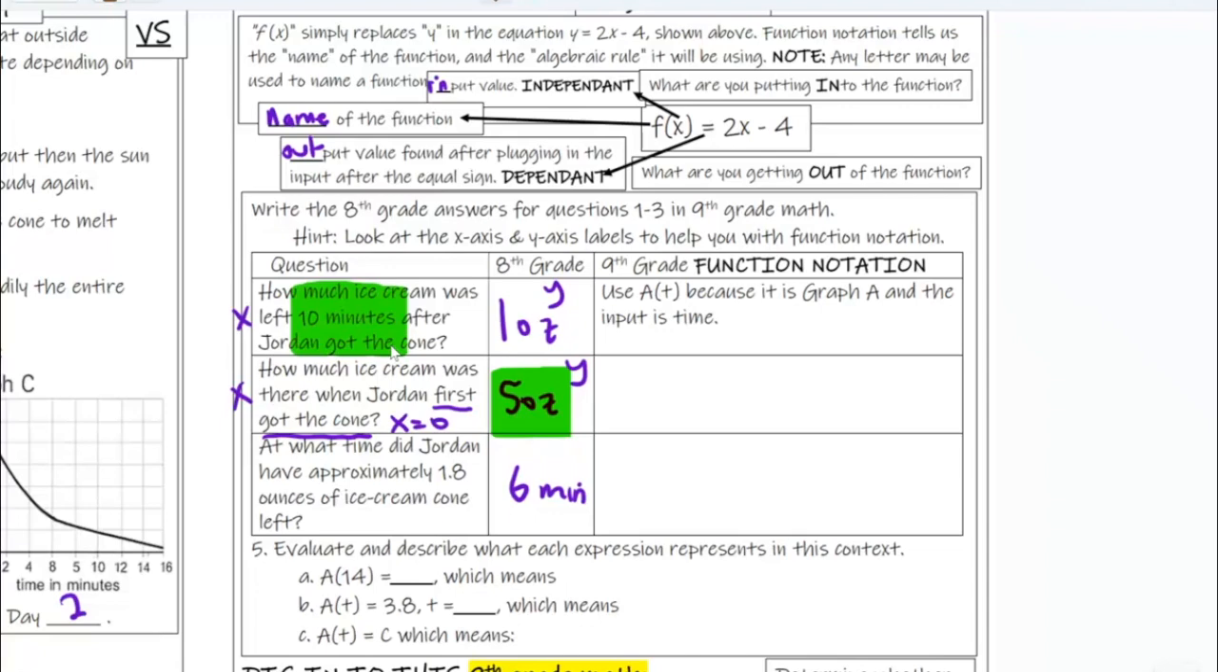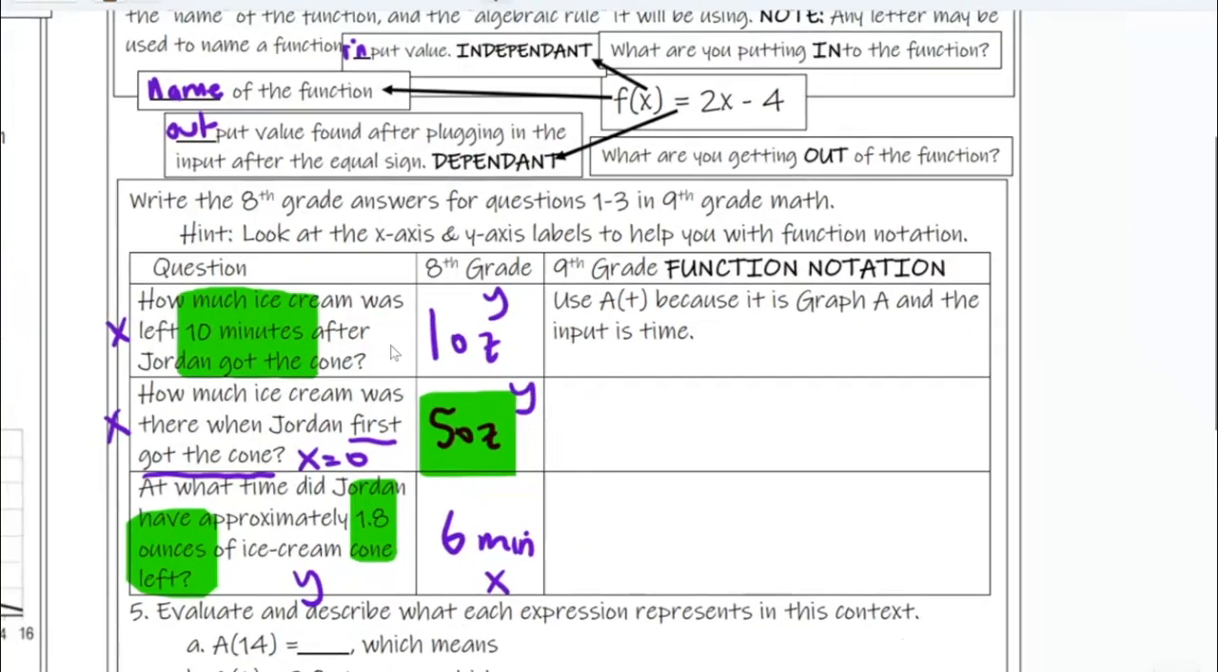This one, at what time did Jordan have approximately 1.8 ounces? So again, they've just switched this over. So remember, your axis says this is the y and minutes is time. So this is the x. That's going to help you translate into function notation quite easily. So now it says use A(T) because it's graph A and the input is time. So we're using A because it's called graph A, and T is the input because the x-axis is time.